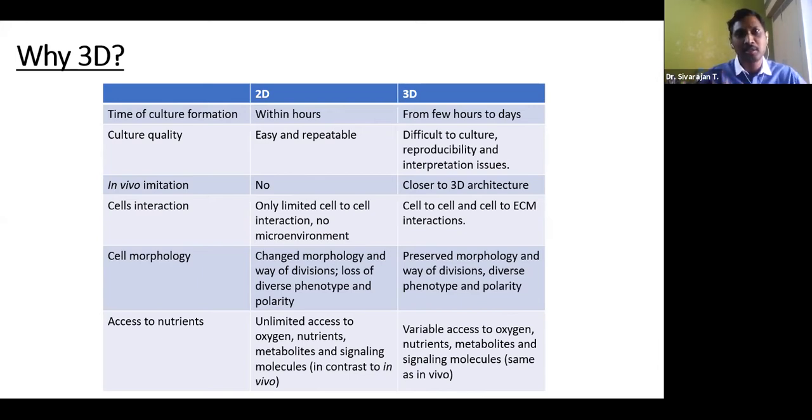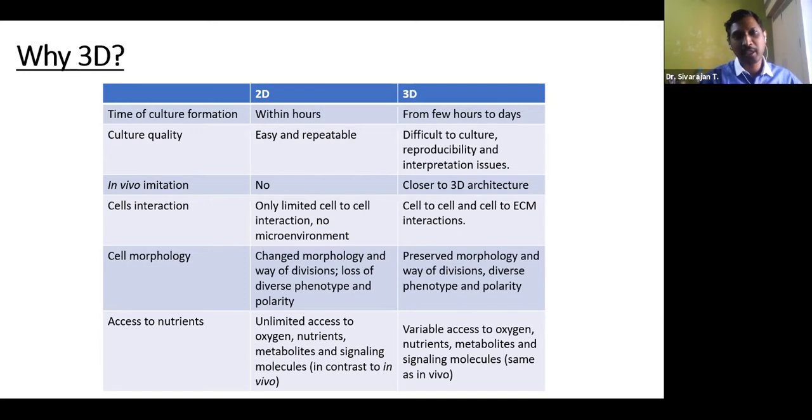The quality of culture. In 2D, you can just keep on redoing them. Trypsinize, plate, it's very easy. It's very difficult to do 3D. But what are the caveats of 2D? In vitro imitation. 2D does not imitate how it will look inside a body, but 3D would be very close to how it should be inside the body.